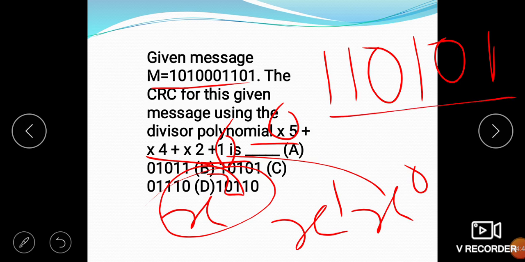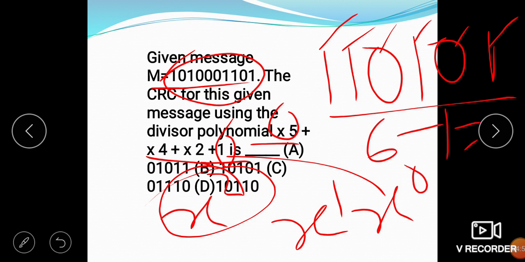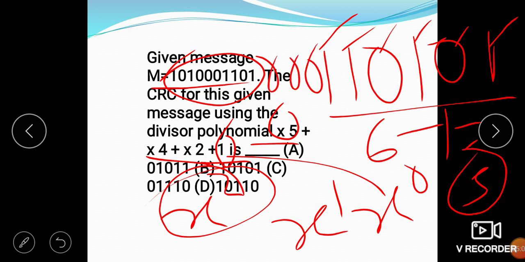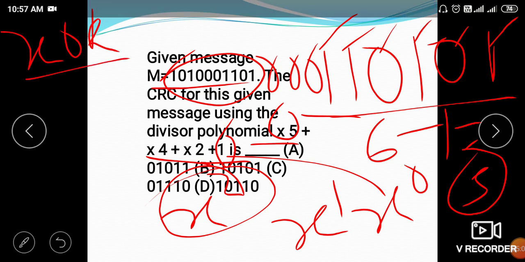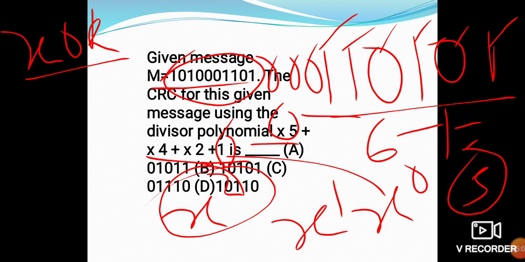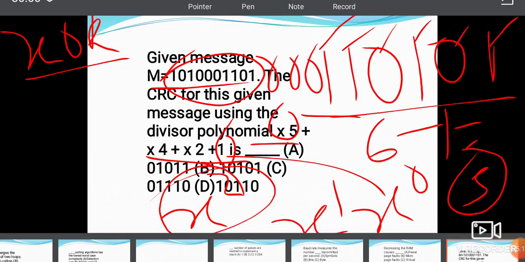Now divide this with this, but before division you have to append zeros. You can count 1 2 3 4 5 6, 6 elements are there. So 6 minus 1, that is 5. You have to put five 0s first. Next you have to perform the division. When you divide, you use the XOR gate for subtraction. Okay, so remember this. In this way you can solve this question.